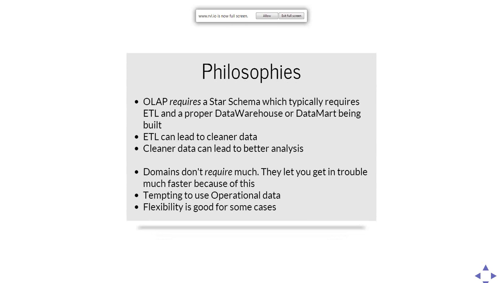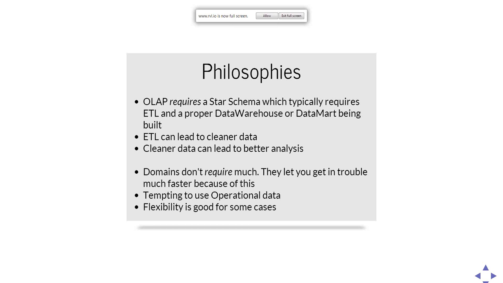So I think probably the main difference between them from my perspective is the philosophy. Really, OLAP was thinking about this star schema. You can impose an OLAP structure or a star schema on top of a regular transactional database, but typically it tends to be a specialized database with this fact and dimension table realm. So often there's a need to do extract, transform, and load, and it really relies on clean data overall, whereas domains don't require as much.